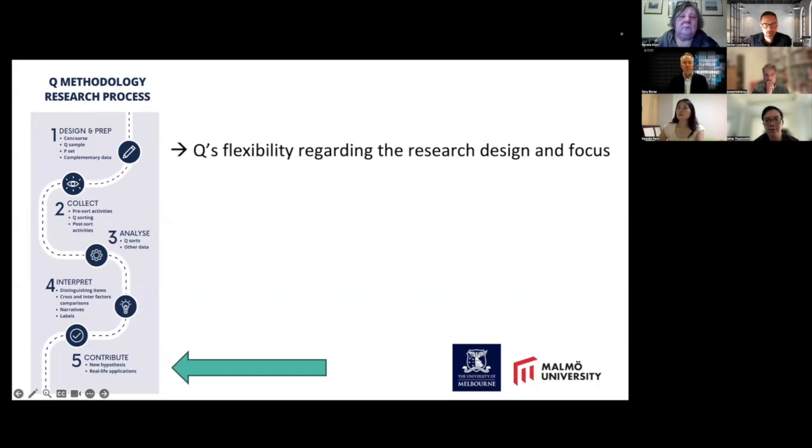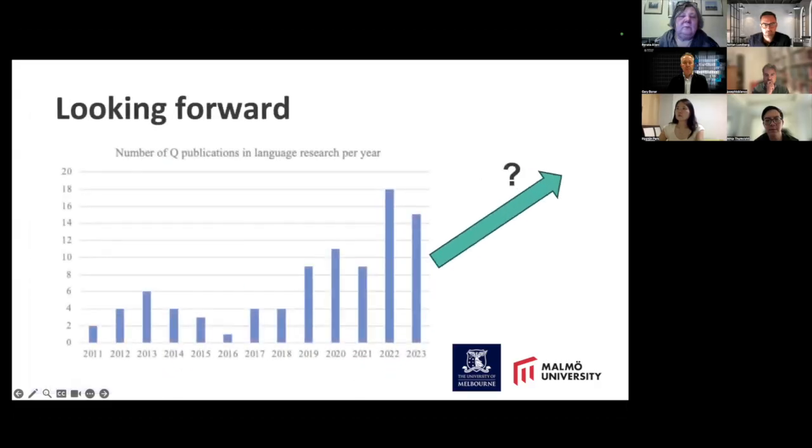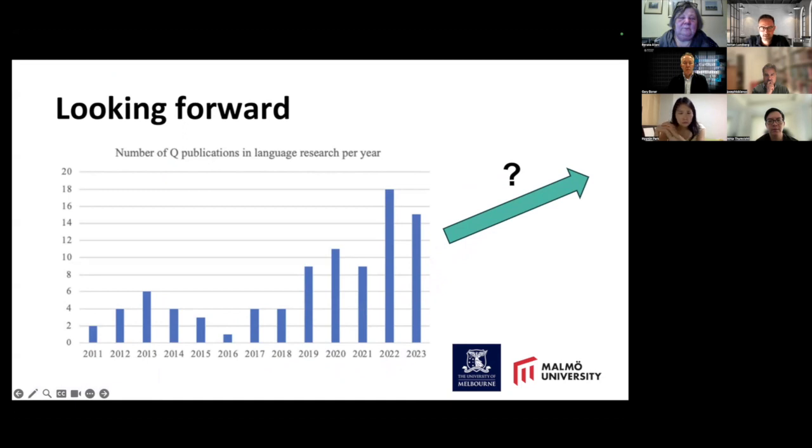So looking forwards, well, we don't know where we're going with all of this, but the trend is clearly an increase in Q studies. But it's not just about quantity, it's also about quality. So let's make sure that we do good Q studies and describe what we do in detail so that reviewers and editors are happy to accept our manuscript after some revisions maybe.